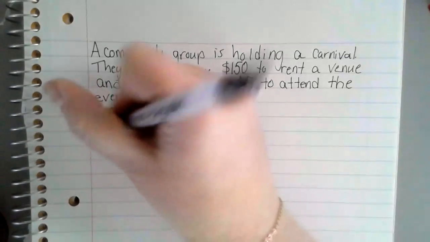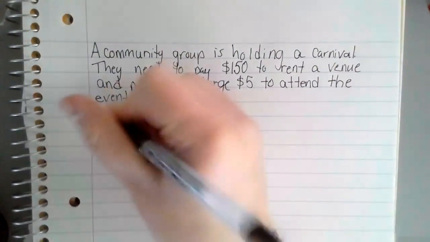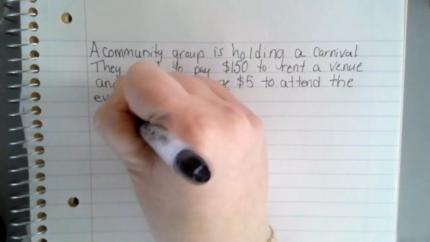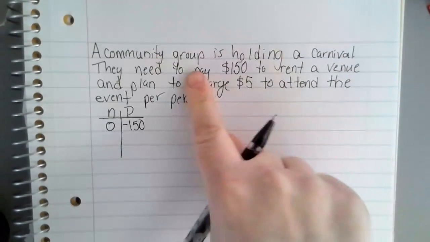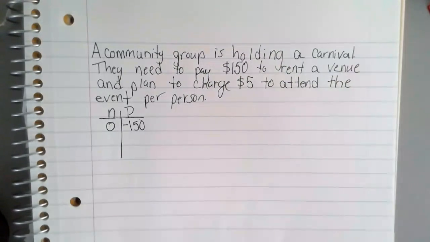So if no one attends their event, they're losing money. They're down $150 because it says they need to pay $150 to rent a venue. So that's a cost that happens even before their event happens.